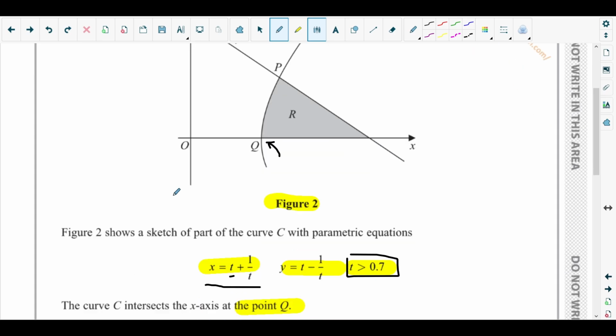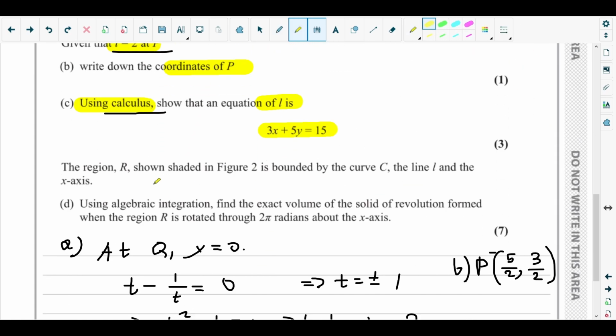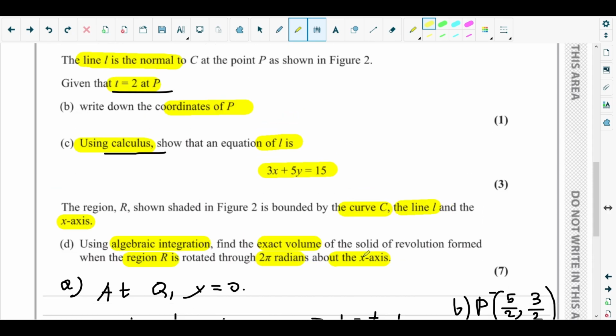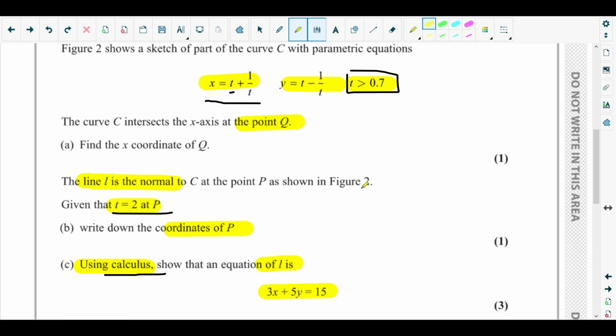Okay, next, the last part is part D. What they have asked there: the region R shown shaded in figure 2 is bounded by the curve C, the line L, and the x-axis. Using algebraic integration, find the exact volume of the solid of revolution formed when the region R is rotated through 2 pi radians about the x-axis. This is finding the volume of revolution by using integration.